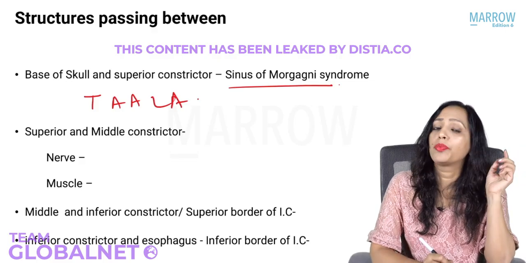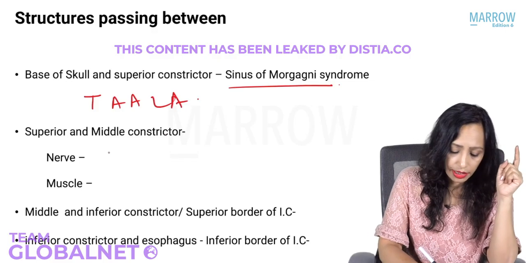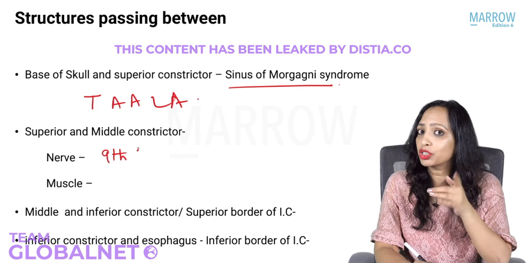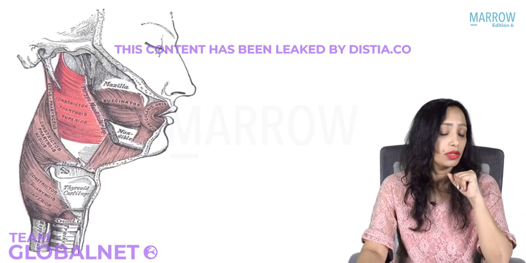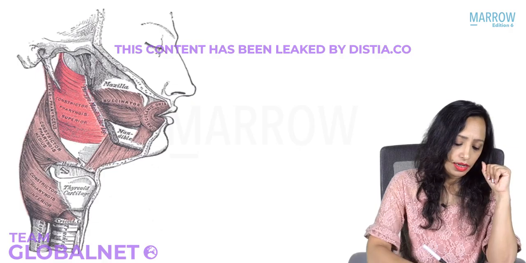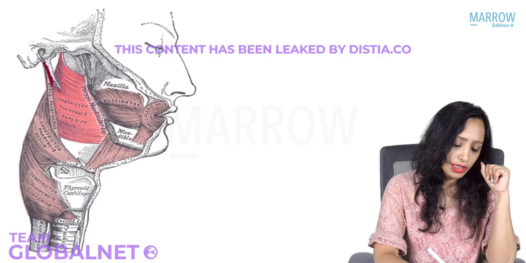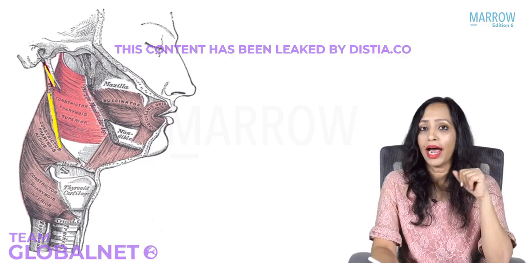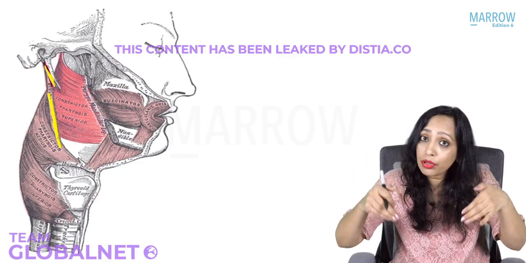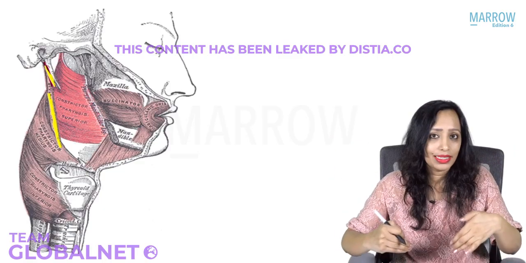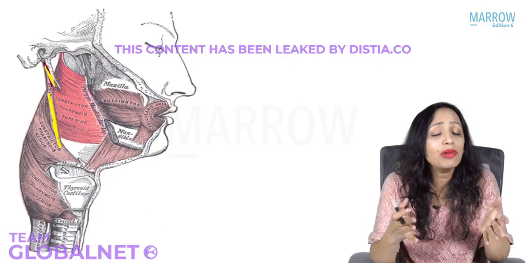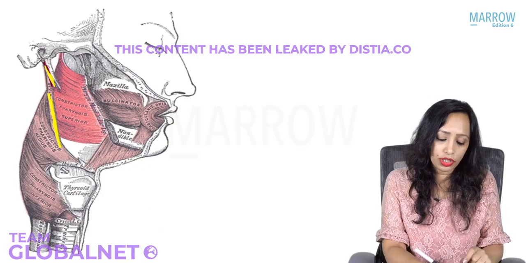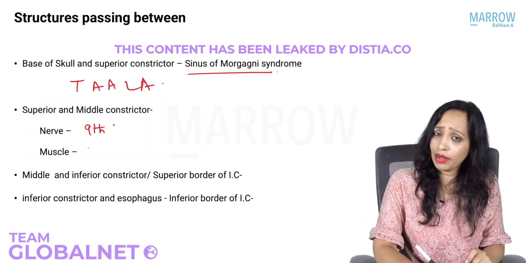Superior and middle constrictor, that is the upper gap. So the ninth nerve, and in between the superior and middle constrictor also enters some muscle. This is the styloid process here. From the styloid process comes the longitudinal muscle, stylopharyngeus. I told you it is coming from the styloid outside and then entering into the pharynx like a longitudinal muscle. It enters in between the superior and the middle constrictor, along with the ninth nerve.